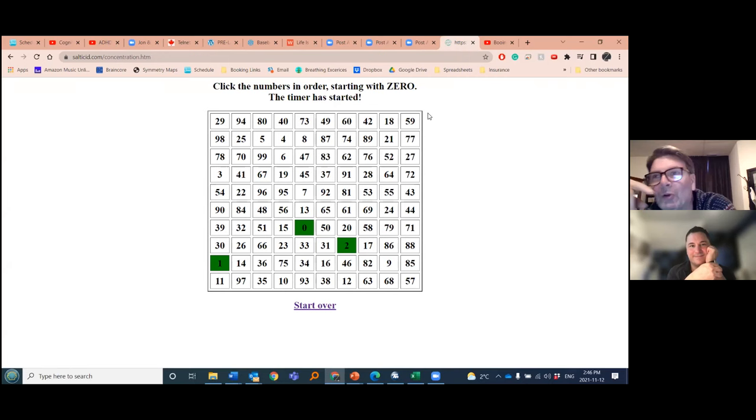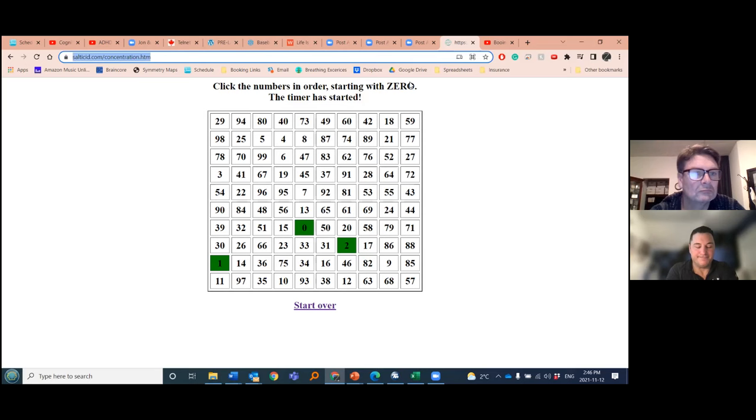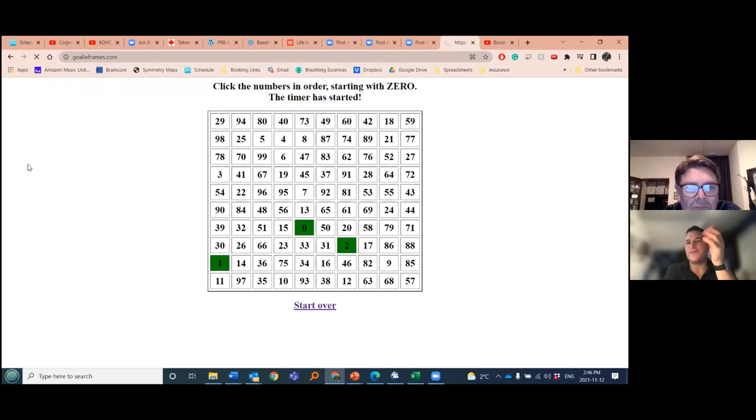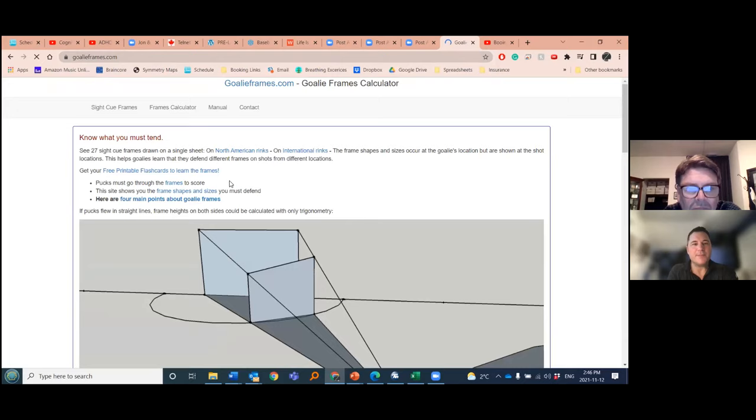Yeah. Have you ever seen goalieframes.com? No. That's another really good one. It's free, and if you type in goalieframes.com, it shows you what the frame of the net looks like based on where the puck is. So it helps goaltenders understand how far they need to come out, what the angle is, what the pitch is. So you can start looking at that all the way through.